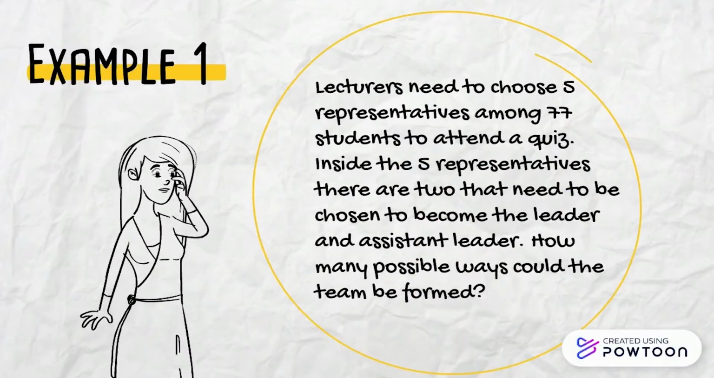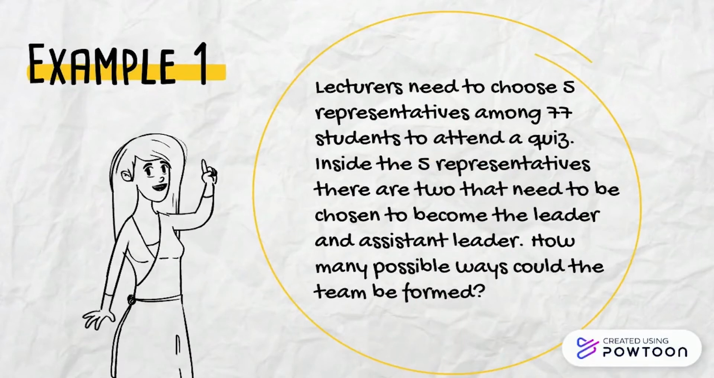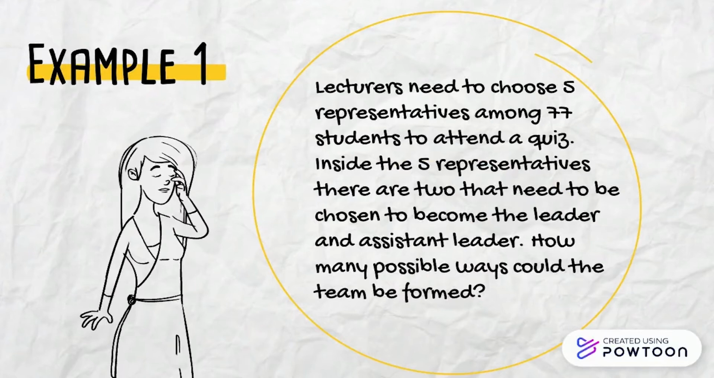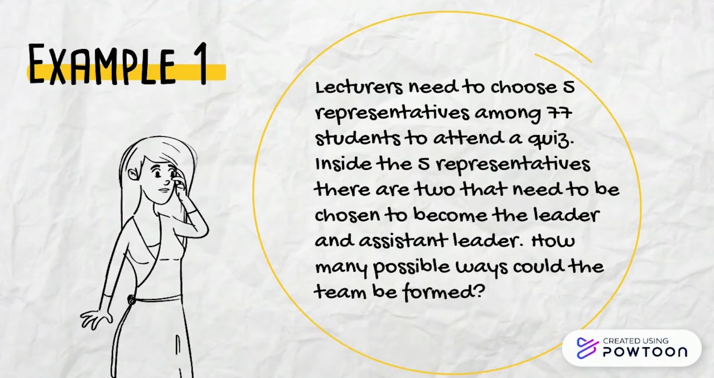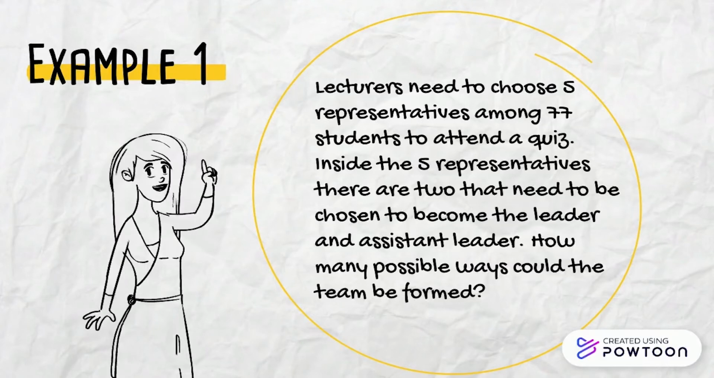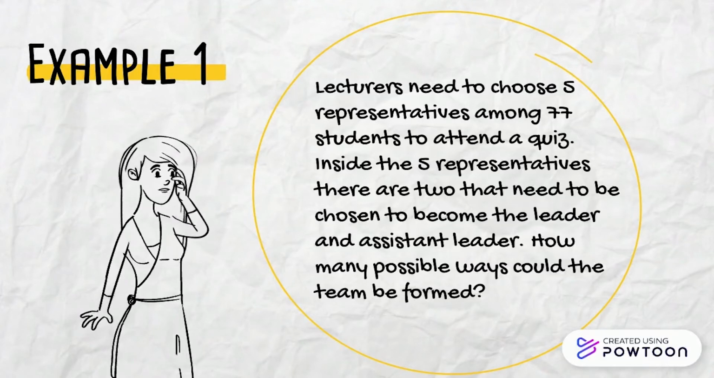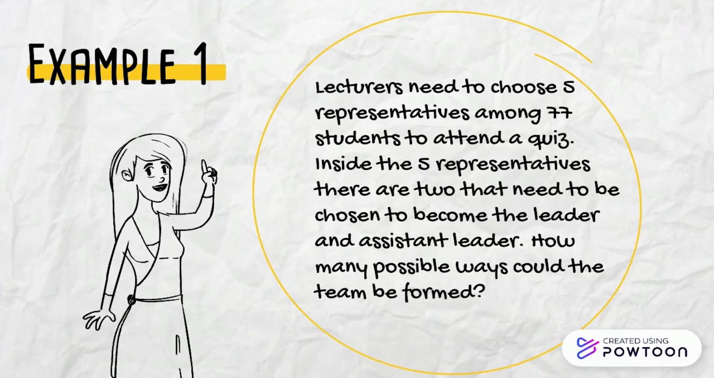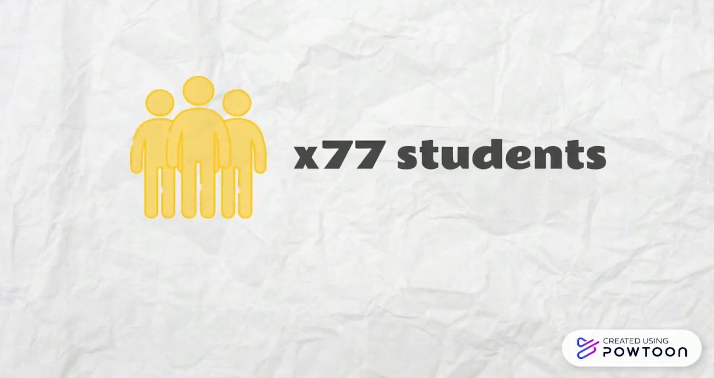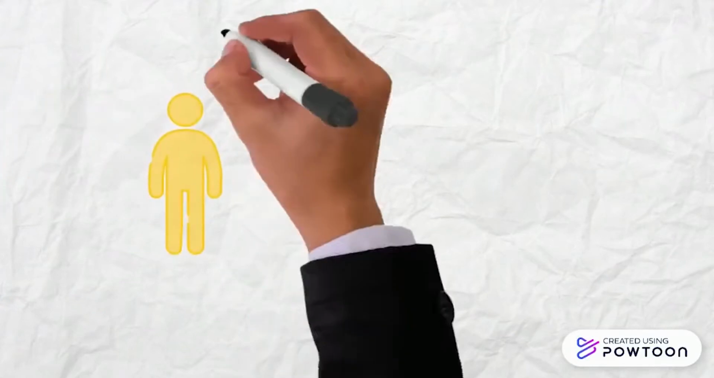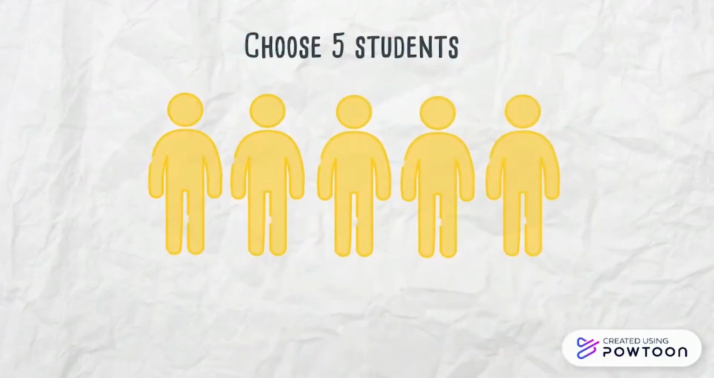The first example is lecturers need to choose 5 representatives among 77 students to attend a quiz. Inside the 5 representatives, there are 2 that need to be chosen to become the leader and the assistant leader. How many possible ways could the team be formed? In this question, we have 77 students in total, and the quiz team consists of 5 students. First, we need to choose 5 representatives from 77 students.